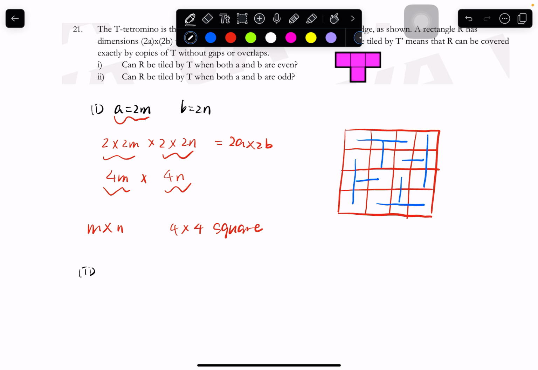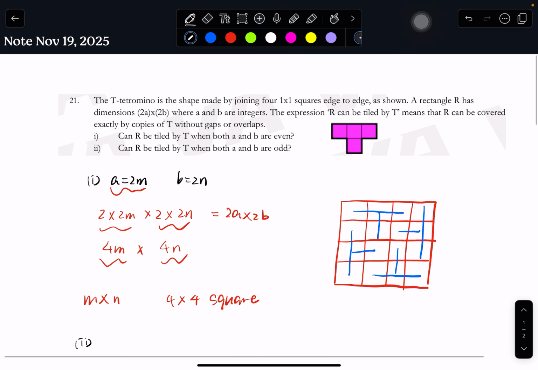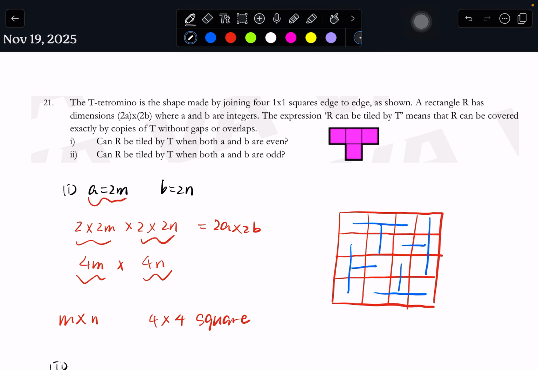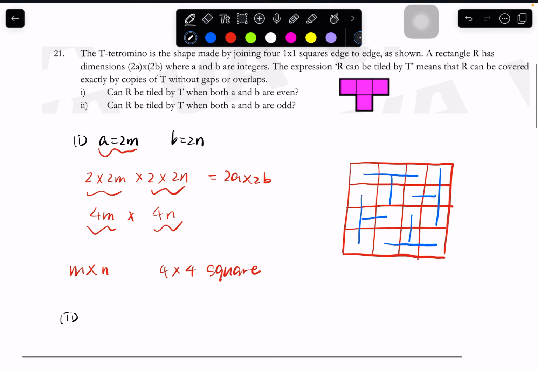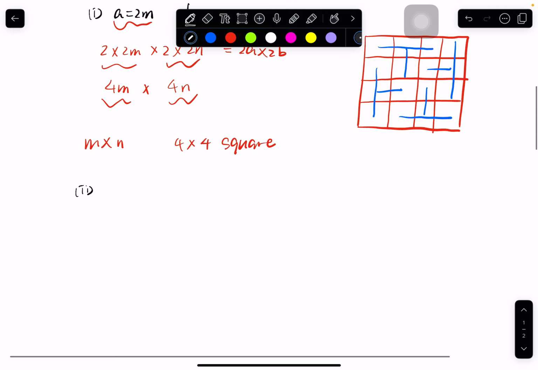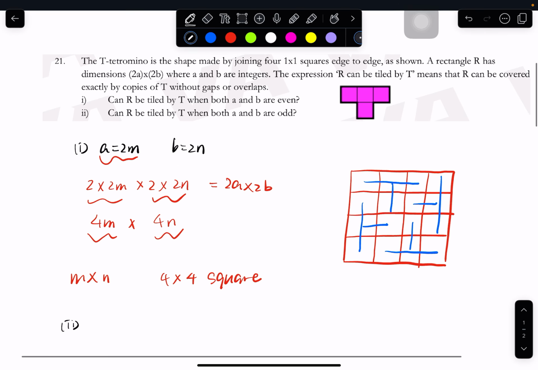The setting is when a and b are both odd. As we know from the first question, when a and b are both even, we proved that it could be filled up. So we can probably guess that when a and b are odd, we cannot fill it up. So how can we disprove it? We need to know something called colorings. So what is coloring? Imagine we have a chessboard.